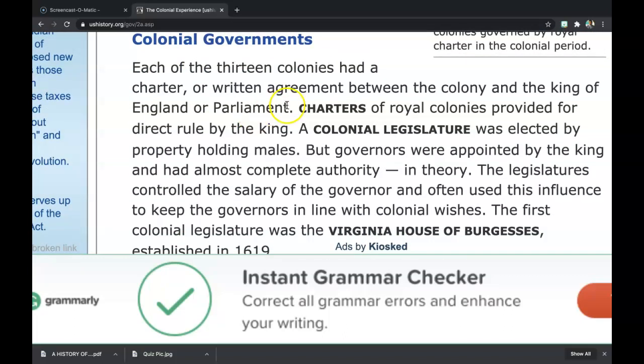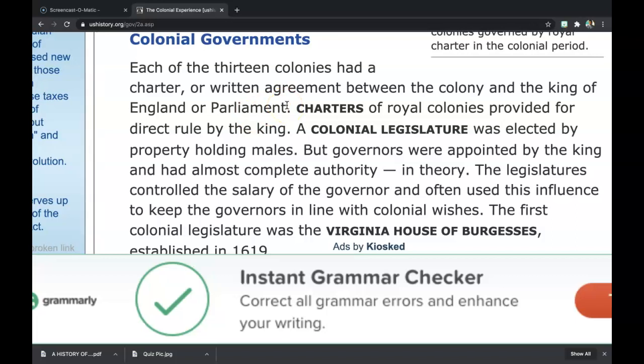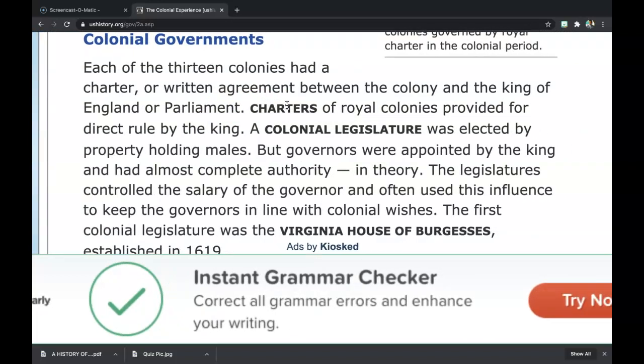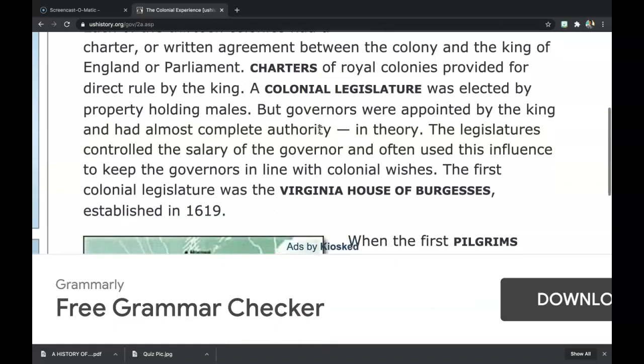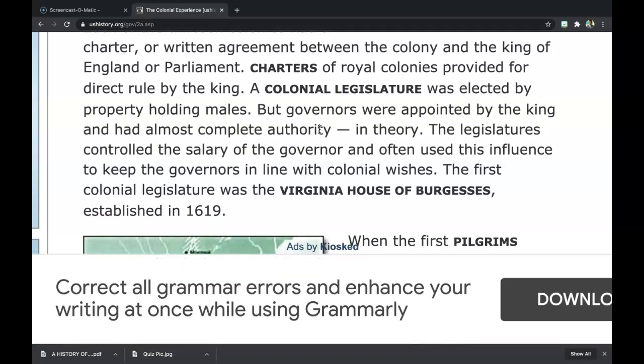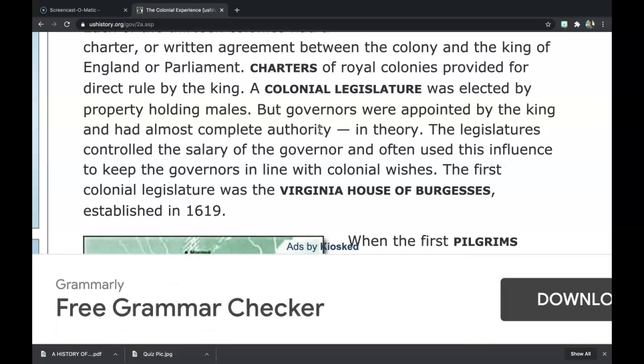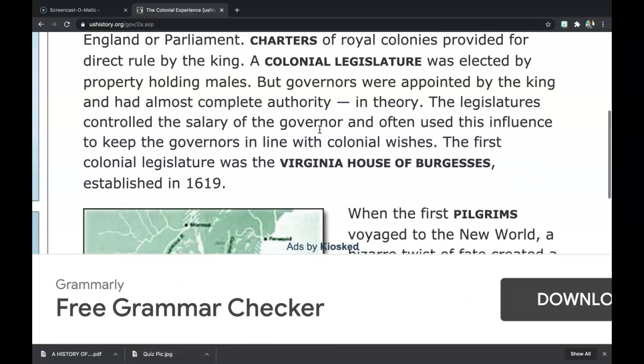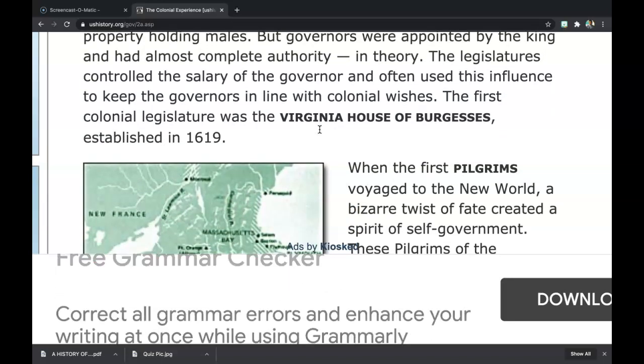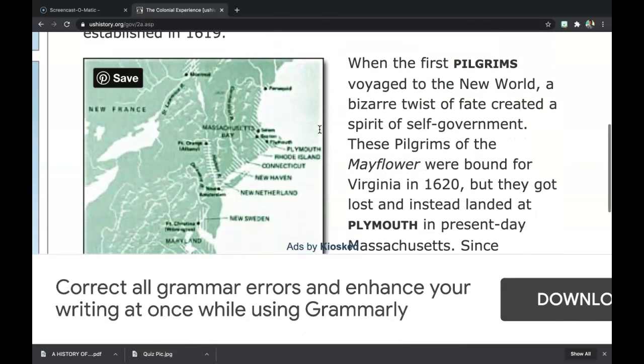Colonial governments. Each of the 13 colonies had a charter, or written agreement, between the colony and the King of England or Parliament. Charters of royal colonies provided for direct rule by the king. A colonial legislature was elected by the property-holding males, but governors were appointed by the king and had almost complete authority in theory. The legislatures controlled the salary of the governor and often used this influence to keep the governors in line with colonial wishes. The first colonial legislature was the Virginia House of Burgesses, which was established in 1619.